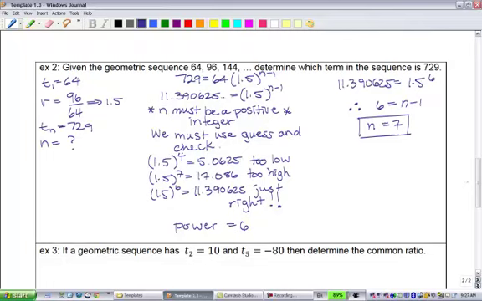This might be a whole lot of kind of guess and check work, not very specific, not very rigorous. You may want to take that n equals 7 and just back check, plug it back into the formula, and make sure it works.